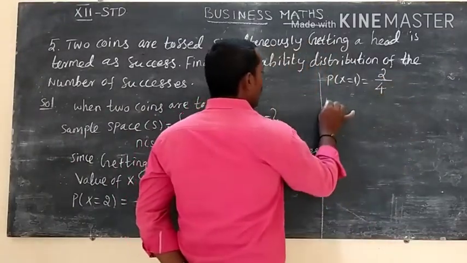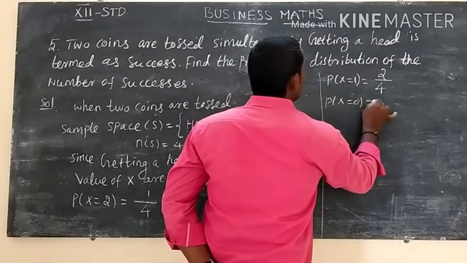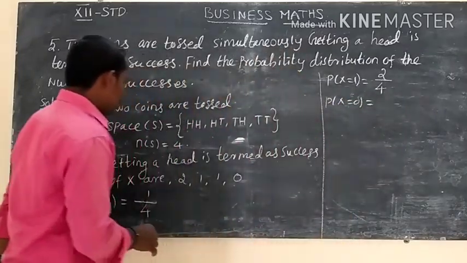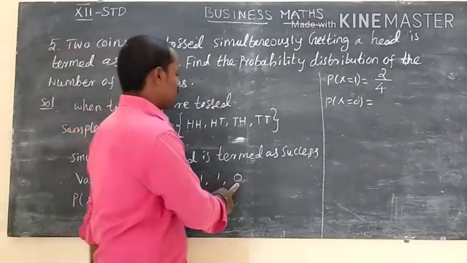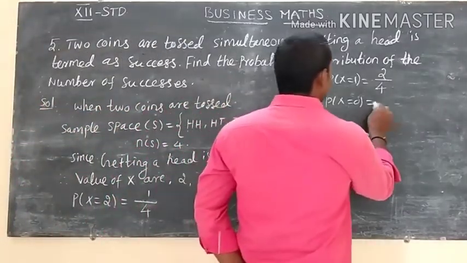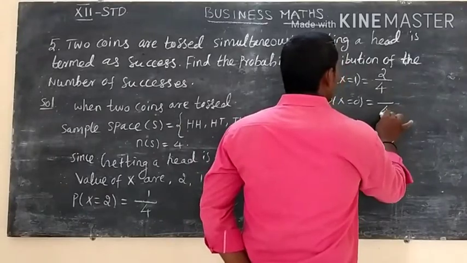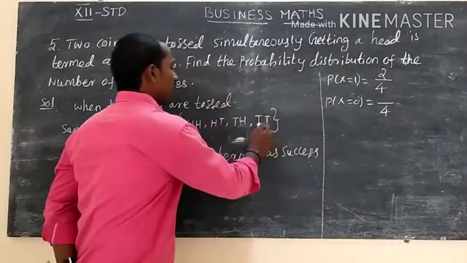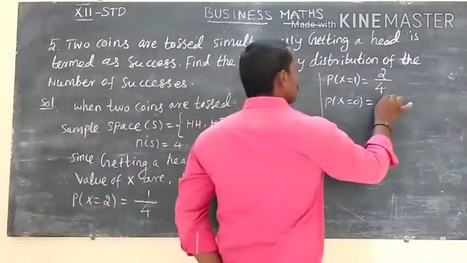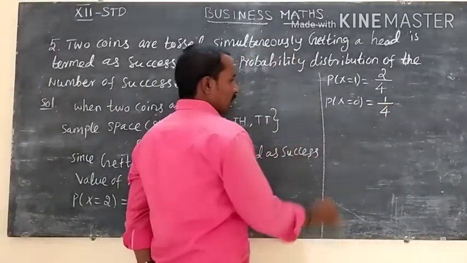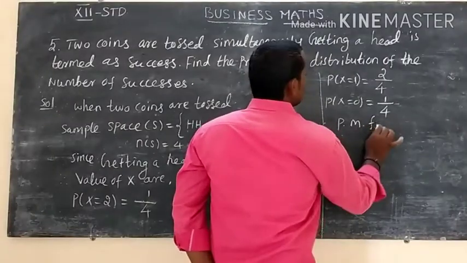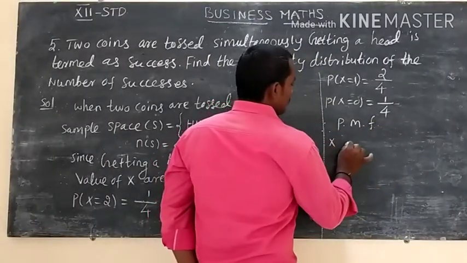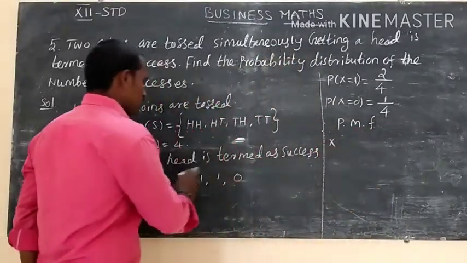Then P(x equal to 0). P(x equal to 1) is already found out. Then P(x equal to 0): no heads appear. Totally 4 chances, so no head appearing is only one chance. So 1.